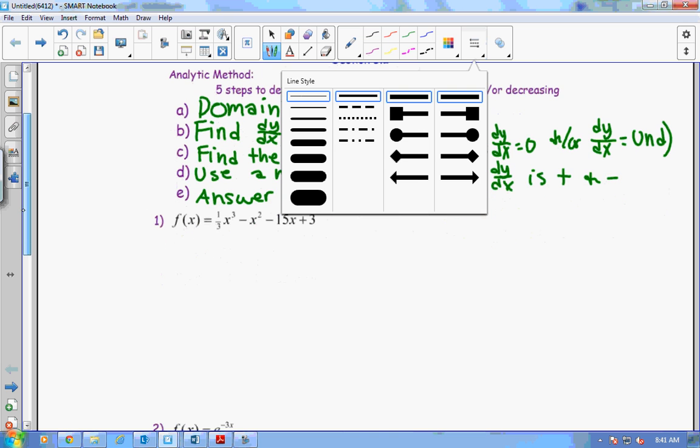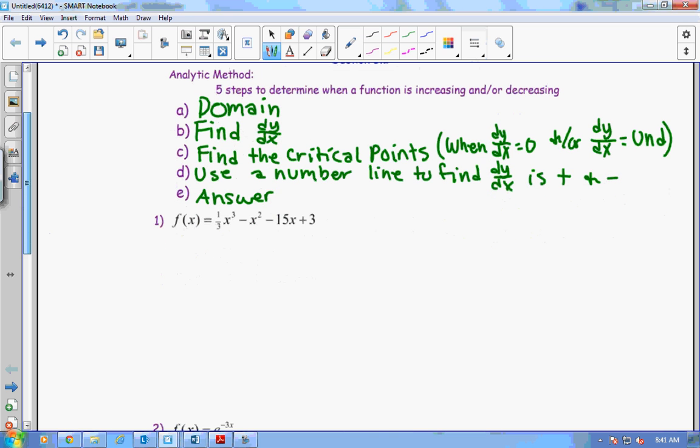Okay, so number 1, part A, we have a nice little polynomial. This is a cubic function. You need to know your parent functions. What's the domain of a cubic function? All real numbers. Domain is negative infinity to positive infinity, or you could say all real numbers as well.